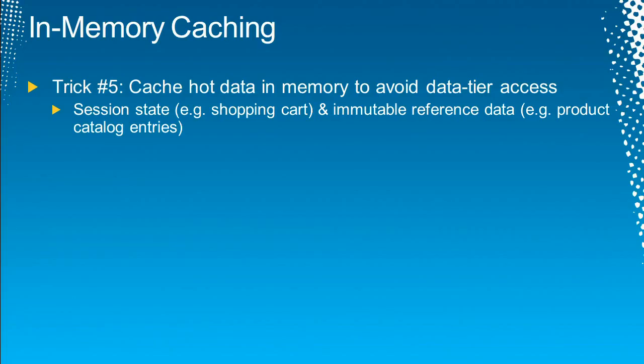And it also works for data that's only modified by one user, like a shopping cart. It's not like some other users modifying my shopping cart when I'm shopping on the site. So you'll have to identify the classes of data that are amenable to in-memory caching, and then you can use in-memory caching as a technique.